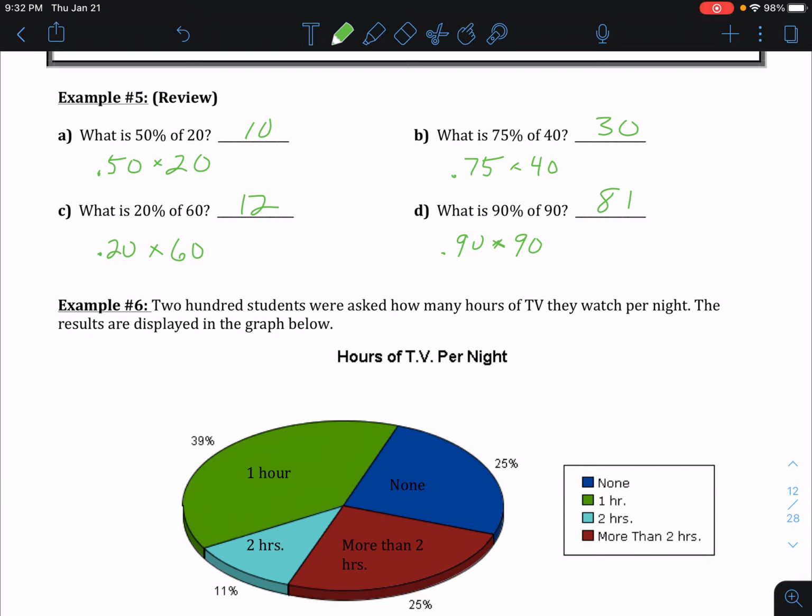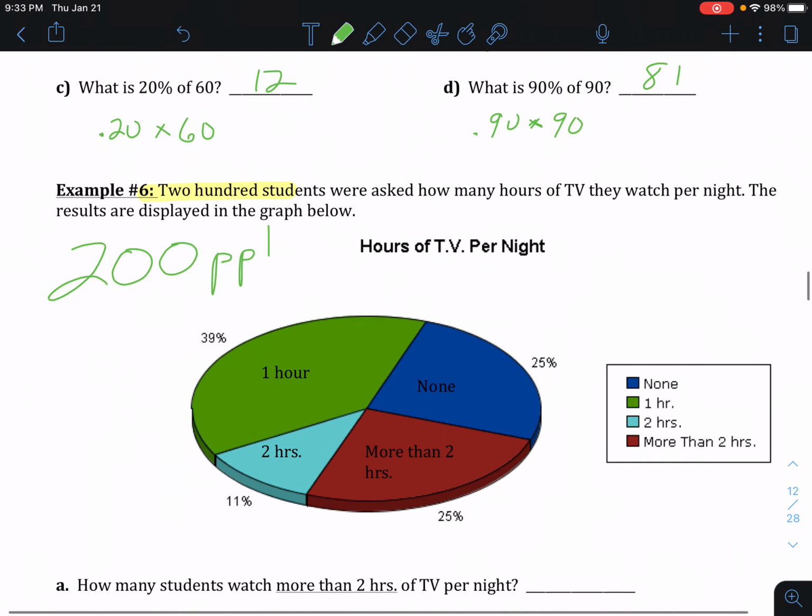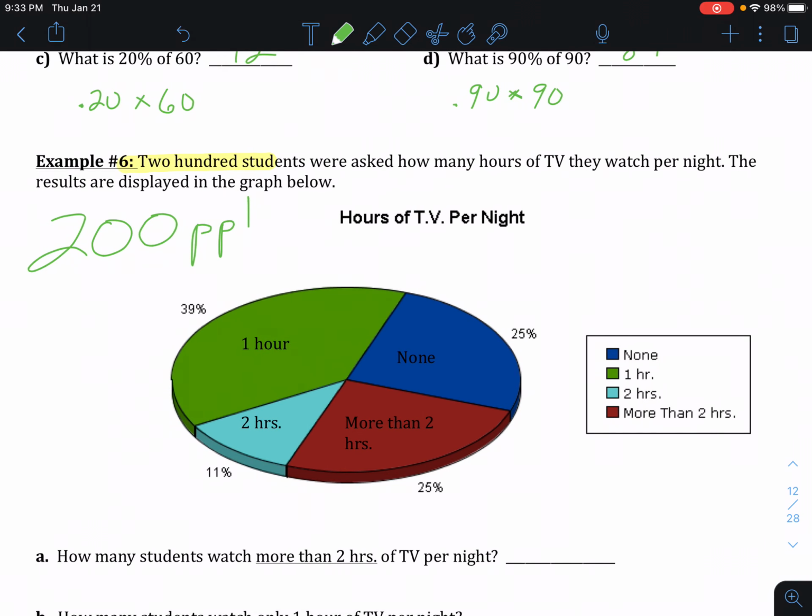Now, we have to be very careful. We have to carefully read the sentence that goes with it. It's very valuable information. It'll tell you the total number of people, such as here, 200 students were asked how many hours of TV they watched per night. So let's write that real big. Keep in mind, we got 200 people here. The results are displayed in the graph below. It's not telling you the actual amount of people, it's just telling you the percent of that 200.